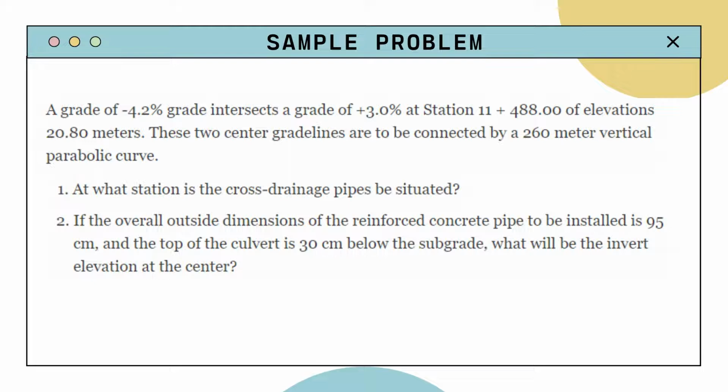For our sample problem, we got this problem from our module in Canvas, so you can always view it there if you want. A grade of negative 4.2% intersects a grade of plus 3.0% at station 11 plus 488.00 of elevation 20.80 meters. These two center grade lines are to be connected by a 260-meter vertical parabolic curve. Question 1: at what station should the cross drainage pipe be situated? Question 2: if the overall outside dimension of the reinforced concrete pipe to be installed is 95 cm and the top of the culvert is 30 centimeters below the subgrade, what will be the invert elevation at the center?